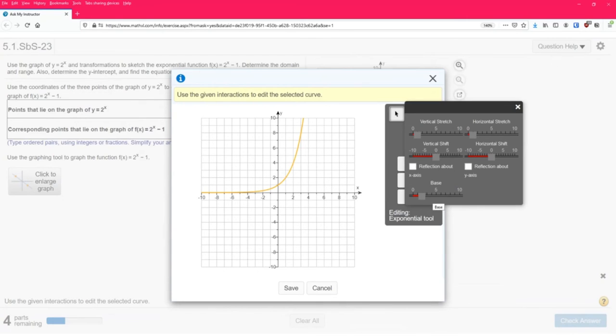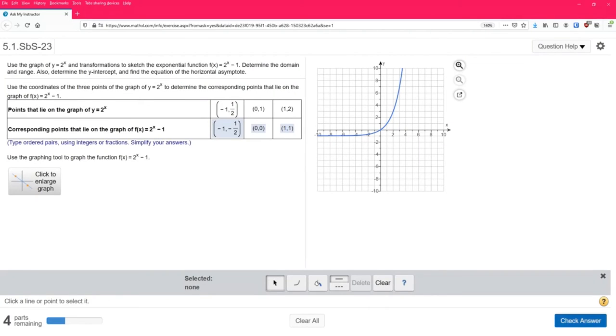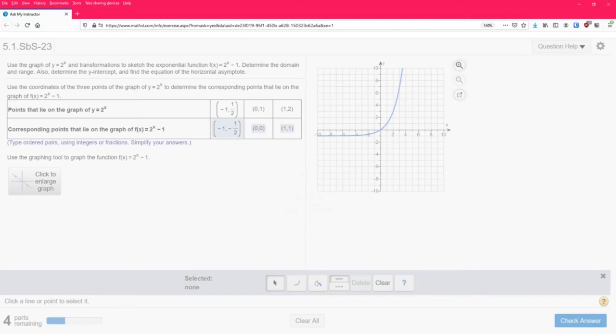We had one transformation in this, and that was a vertical shift. So I'm going to focus on this bar here where we have a vertical shift. And our shift goes down 1. And so I'm going to change that shift from no shift to going down 1, and it moves the graph for me. And that's all we need to do on this example. We only had the one transformation. So let's save and check. And we have the correct graph.